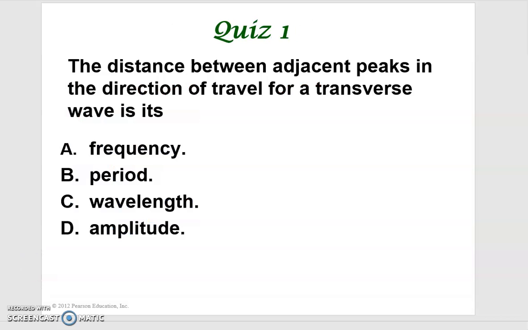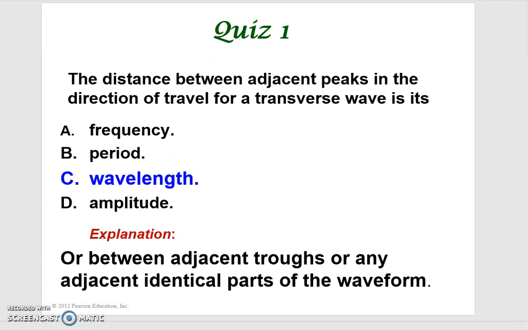So now let's have a conceptual quiz. If you have the distance between the adjacent peaks, what does it mean? It means this is the wavelength of the wave or the vibration. But I have not yet defined for you what the frequency or the period is.